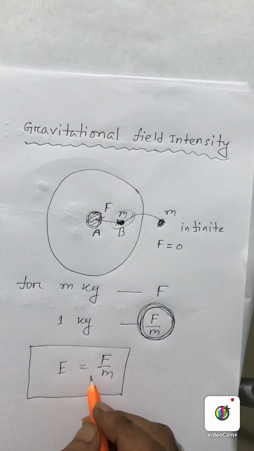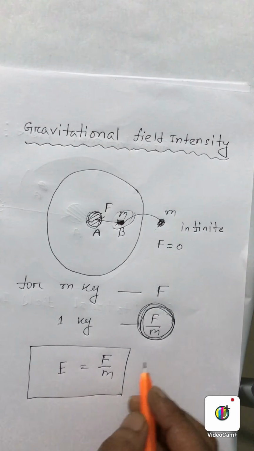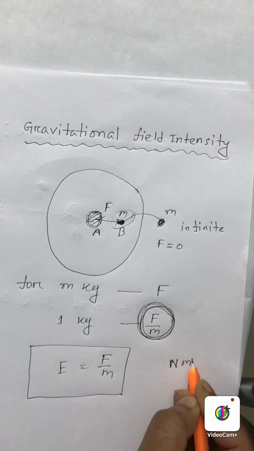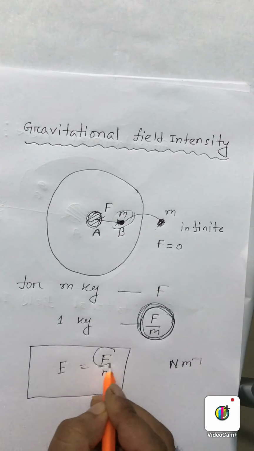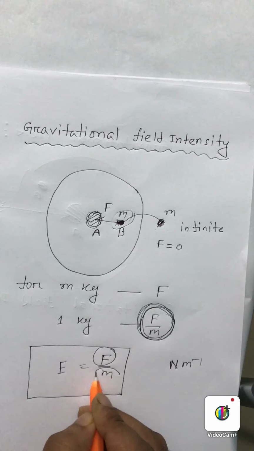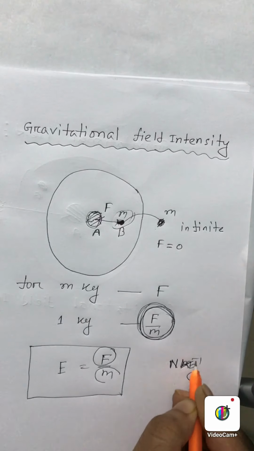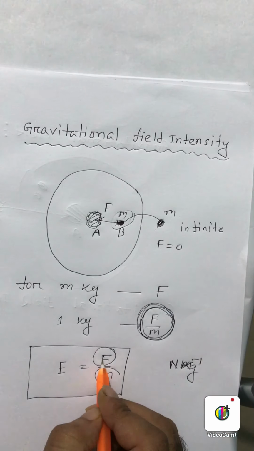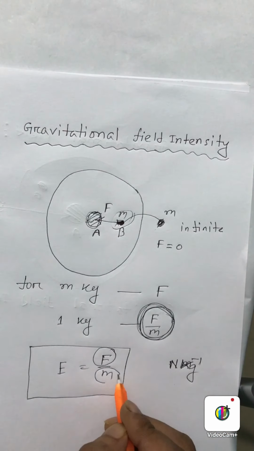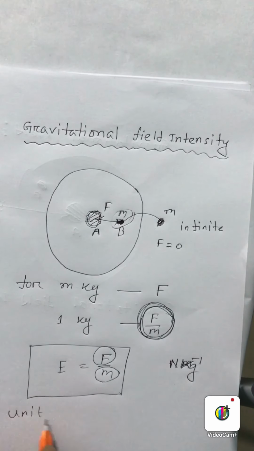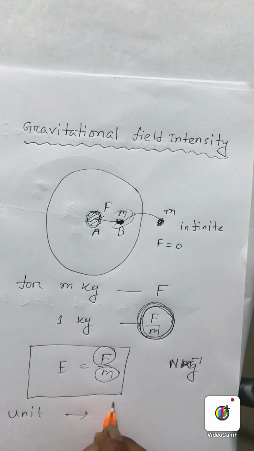Now, the unit of gravitational field strength is Newton per kg, because the unit of force is Newton and the unit of mass is kg. So the unit is Newton per kg.